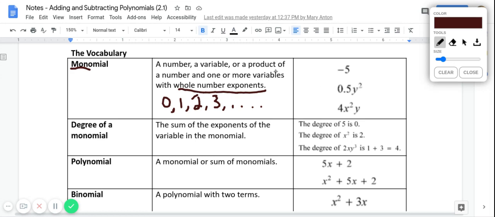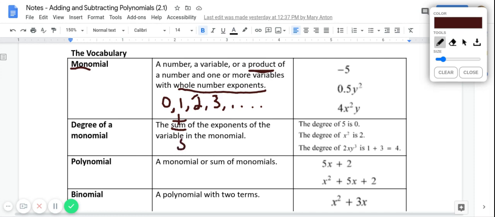Also, I guess we should talk about this word product. This means multiplication, remember? So product of a number and a variable, this is 4 times x squared times y. Okay, the degree of a monomial is the sum, so addition, of the exponents of the variables of the monomial.